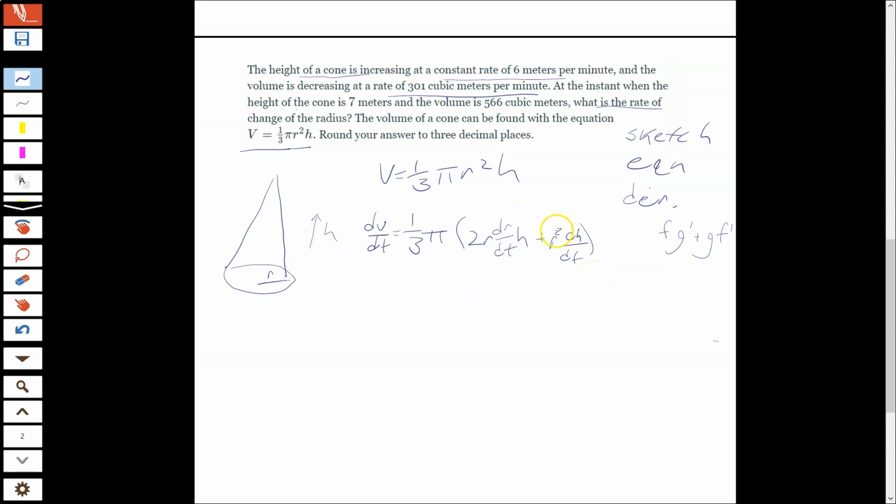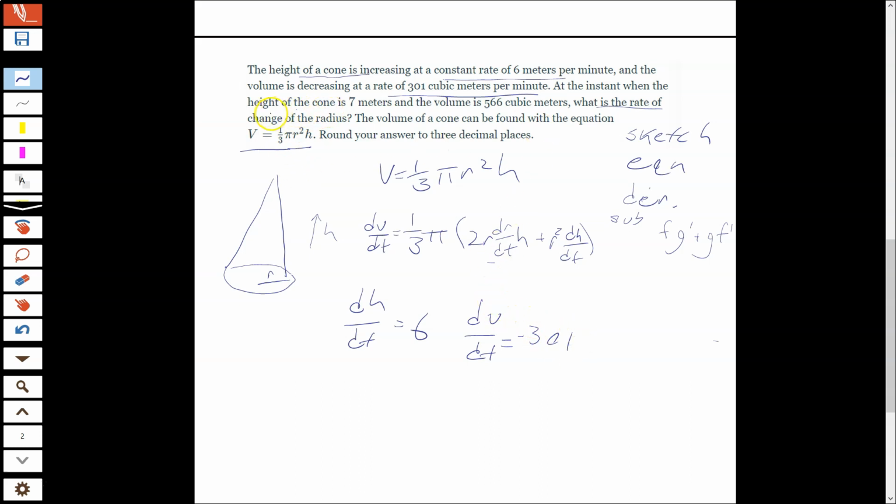So our next step is going to be to substitute and solve, right? So we need to find everything that we know in the text. And I'm just going to make a list in this case because there's quite a few variables happening here. So we have the height of the cone is increasing at a constant rate of 6 meters per minute. Okay, so that's dh/dt is 6, positive 6 because it's increasing. The volume is decreasing, so dV/dt at a rate of 301 cubic meters per minute. Okay, negative 301 is the decrease.